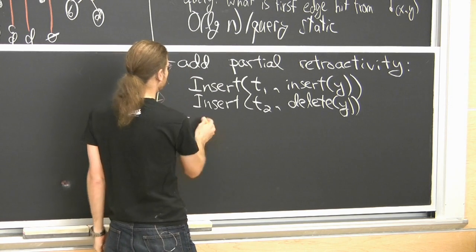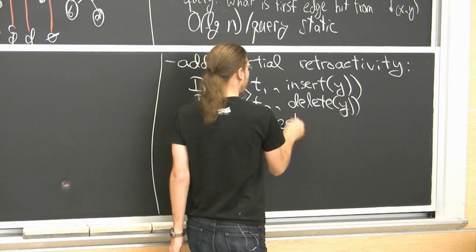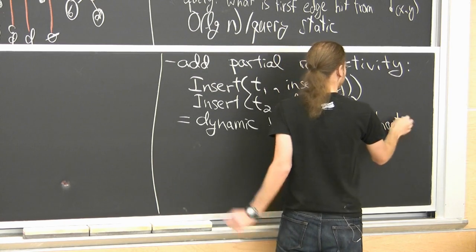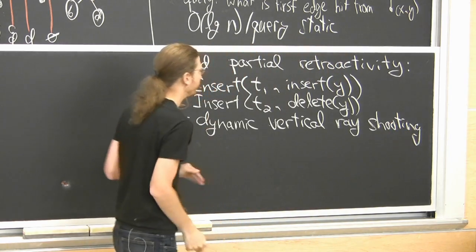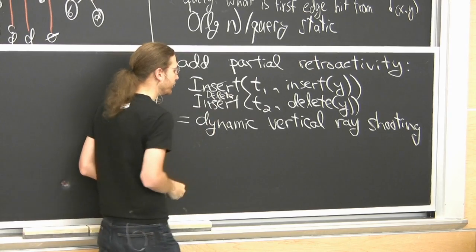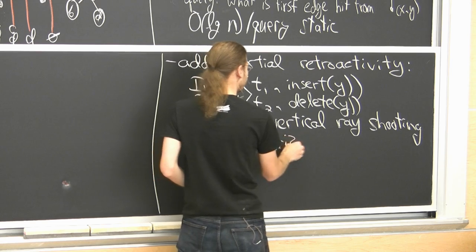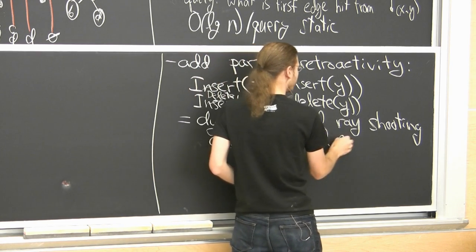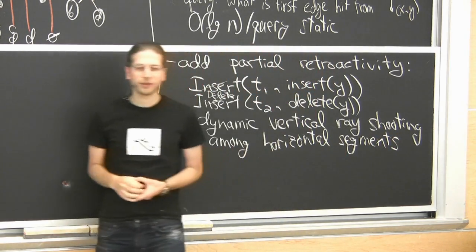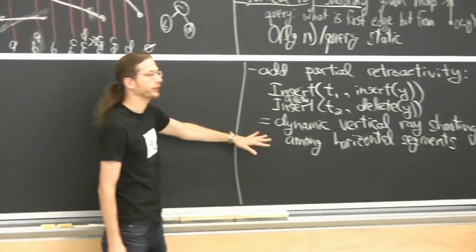This is equal to dynamic vertical ray shooting. Or I guess this insertion corresponds to the insertion of a thing. If you instead delete here, then you're deleting one of the segments. This is among horizontal segments. So if your map is made of horizontal and vertical segments, so it's an orthogonal map, then you can solve the dynamic problem using a partially retroactive successor.